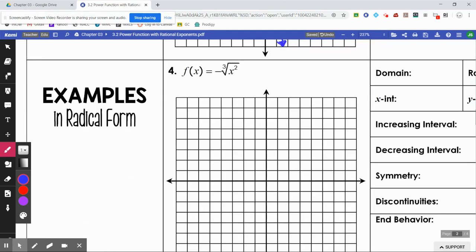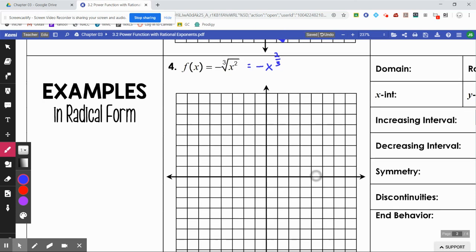Okay, example number 4. These are examples in radical form. And just a reminder that if it's in radical form, you could change it back to exponential form if you need to type it into a calculator or something like that. The number on the index would be the bottom number of your rational exponent. The top number would be the exponent that's on the x. So this is negative x to the 2/3 power is what we're actually graphing here.